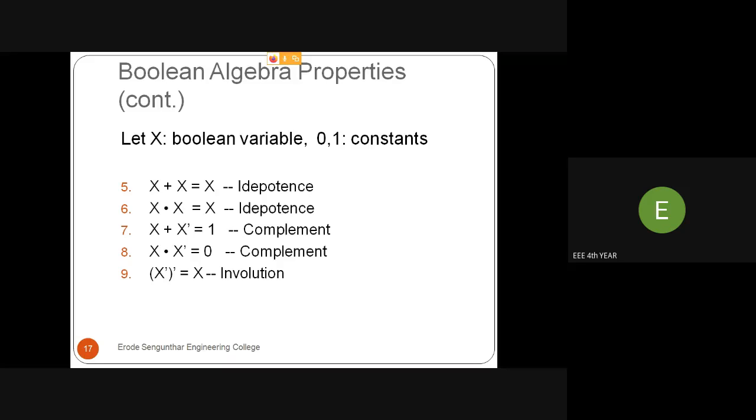Now x bar whole bar. If x is 0, then x bar is 1, and again taking the bar, the answer is 0. So this is called involution. X double bar is equal to x.